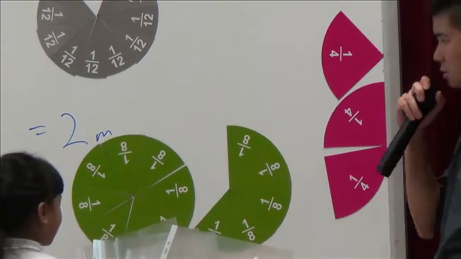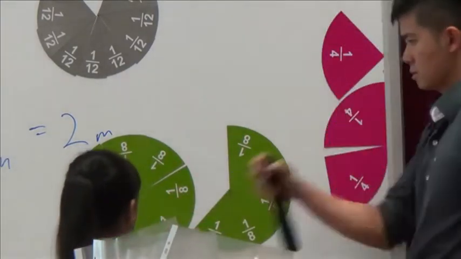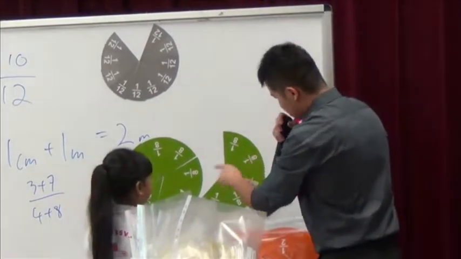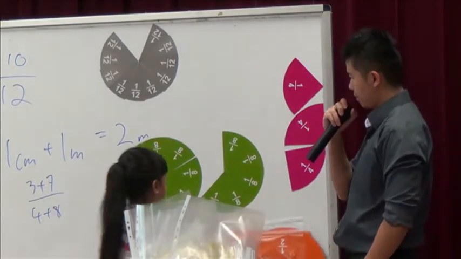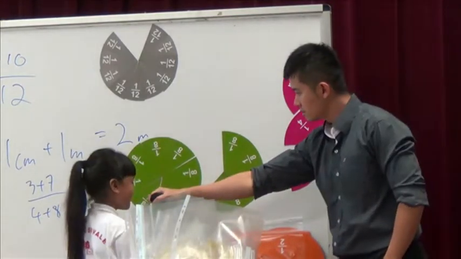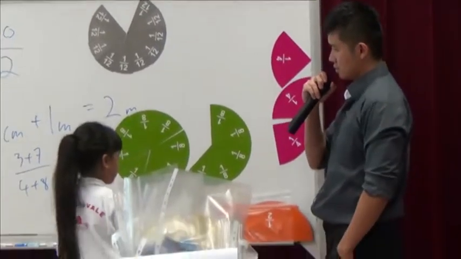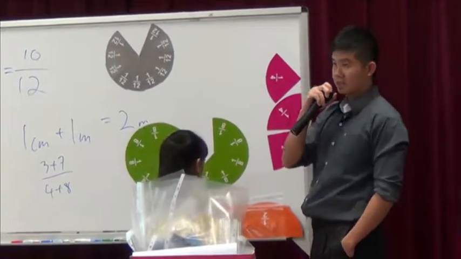Okay, excellent. So what's this? One whole. She says one whole. And what's this? 5/8. So the answer is? What's your final answer? Oh, she says the final answer is 1 whole 5/8.